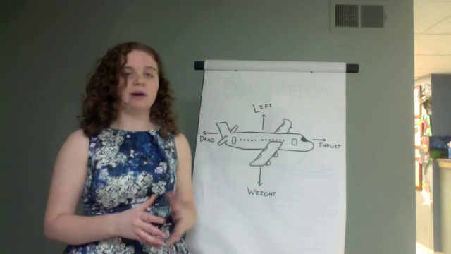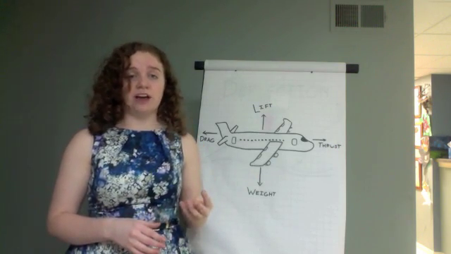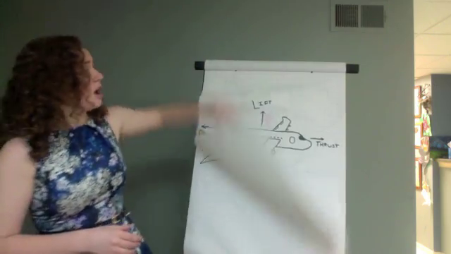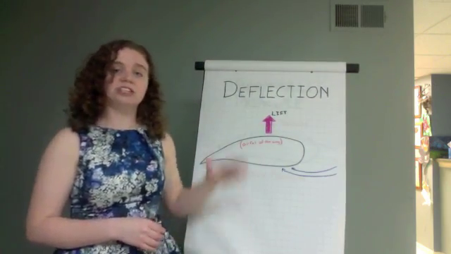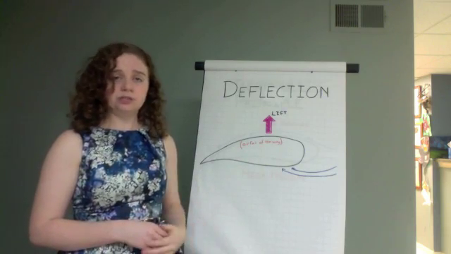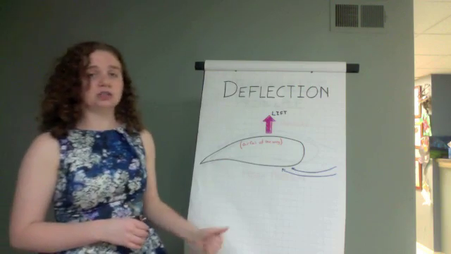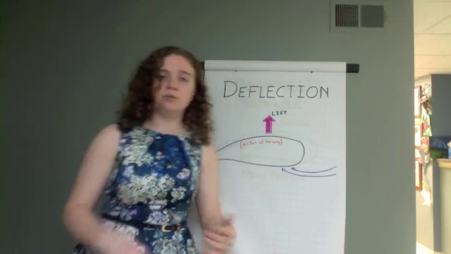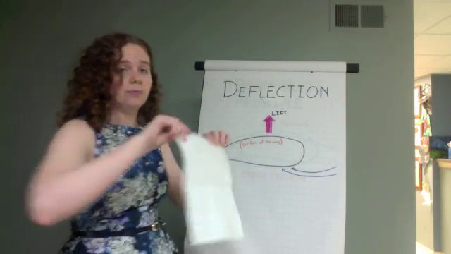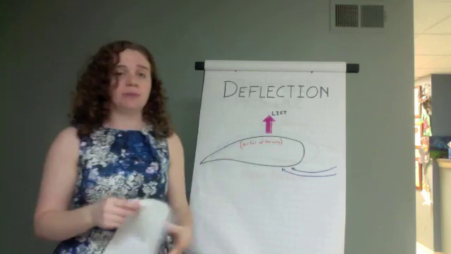Lift is generated by four things: deflection, Bernoulli's principle, the Coanda effect, and circulation. Deflection is caused by the wing of the plane pushing down on the air, and through Newton's third law, the air pushing back on the wing. This interaction causes the wing to move up, generating lift. This effect can be seen when you blow on the bottom of a piece of paper. The force of the air blowing pushes the paper up.